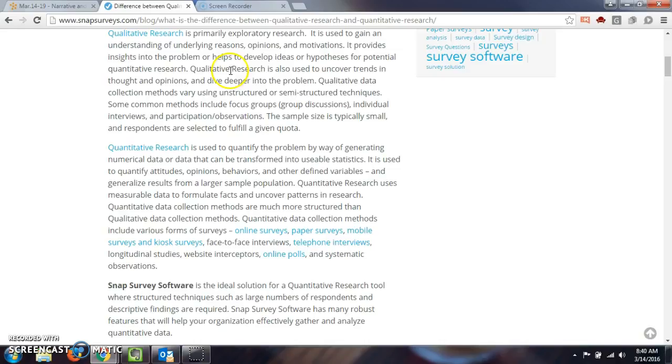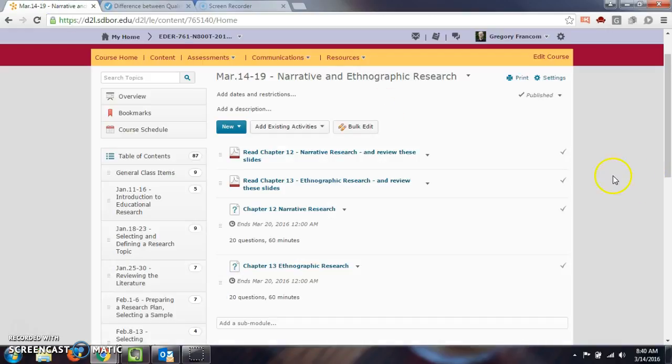So those are some of the different items. Narrative research and ethnographic research are two types of qualitative research, and you'll be reading about those this week. Narrative research is more about telling somebody's story. It's about taking somebody's experiences, usually an individual, and putting them in a chronological order and telling their story in as much rich and thick detail as you can.